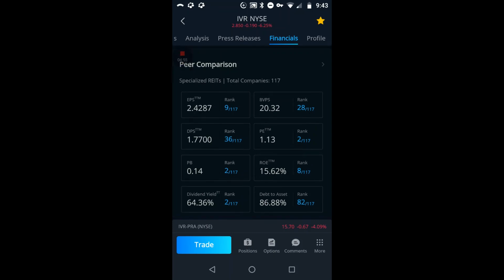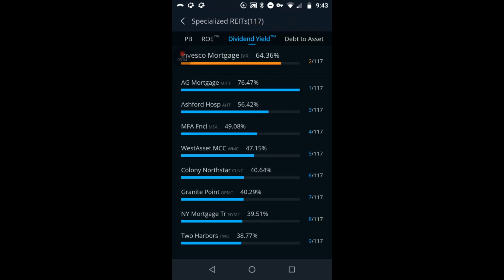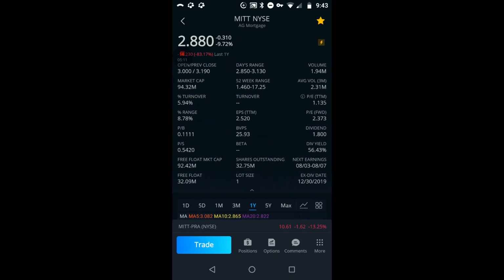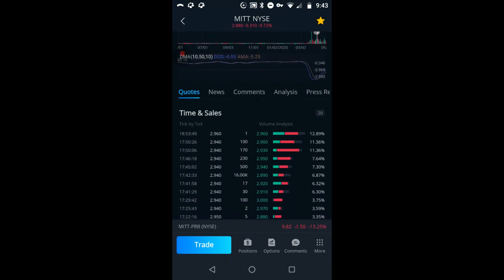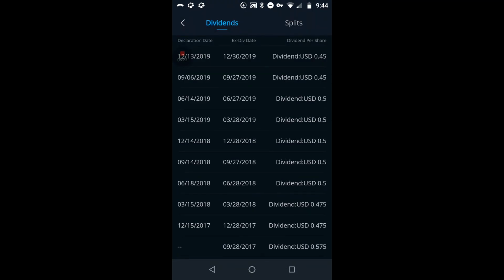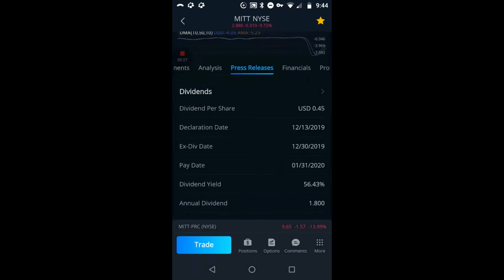But here we go, ranking against its peers in different categories. Dividend yield, it's actually number 2. So there's somebody higher. So AG Mortgage. Yeah, this is actually one that's on my list as well. So I got a couple shares here. However, again, this is a quarterly. So we're going to have to sell that one when we can get it for profit.